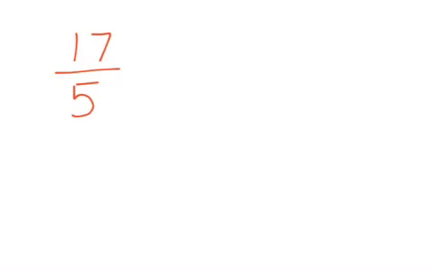Let's take a look at another one. I have 17/5 here, so I'm going to pull out my wholes first. I'm going to say, okay, I know that I can at least get one whole, which would represent 5/5 in this case. My wholes are going to change based on my denominators.